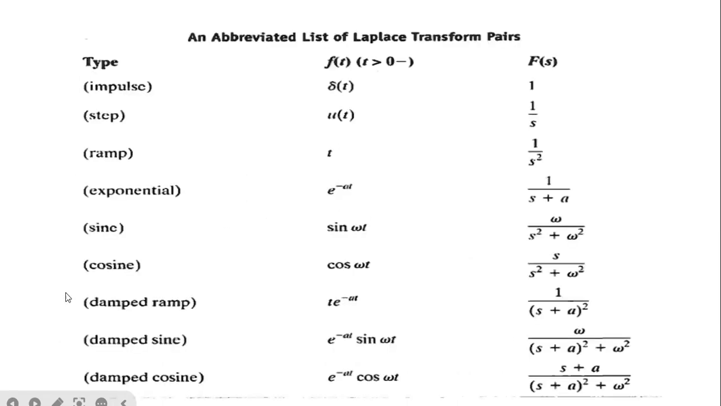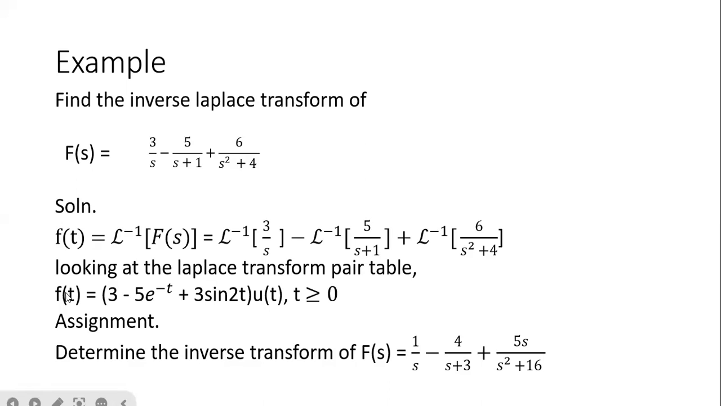3 over s is looking like this. You can see that this can be gotten from 3 over s. This will be 3 times 1 over s, which is what? u of t. So we can say 3 u of t, where this u of t is multiplying that. So we can say 3u of t.